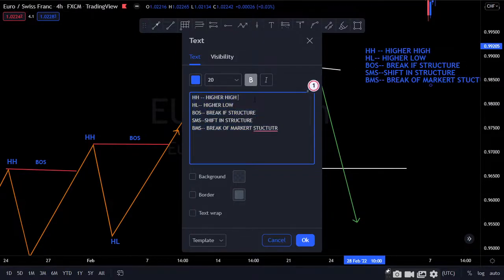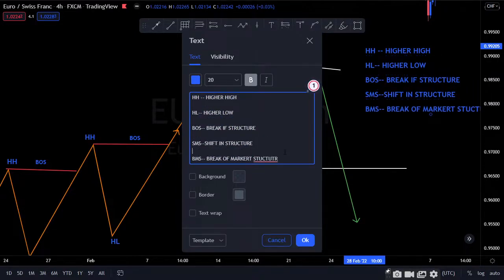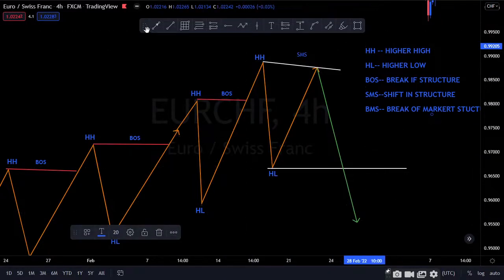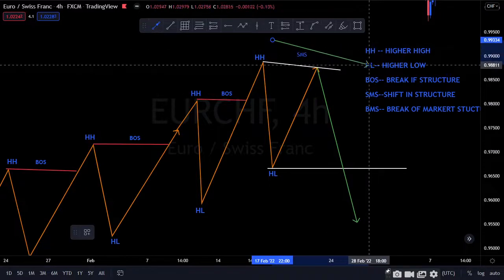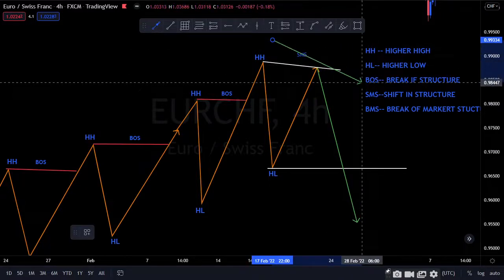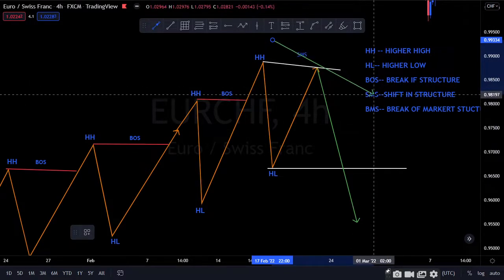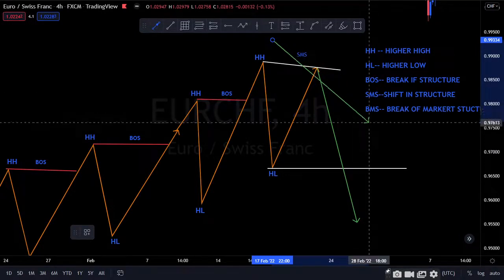We are back. These are very, very important, so it's important to write them down to guide you when you are doing your market structure. Okay, so HH is higher high, HL is higher low, BOS is break of structure. Oh, I wrote break if structure. I will correct it right now. SMS is shift in structure, BMS is break of market structure.